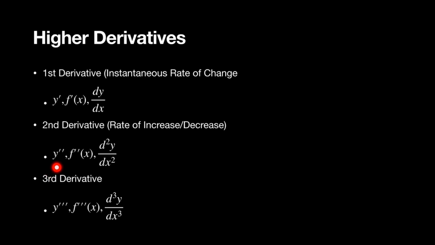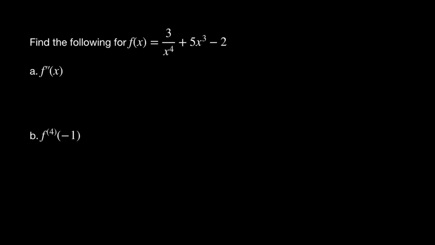But the notation we're going to use for second derivatives is y double prime, or f double prime of x, or you might see d squared y dx squared. All of those things mean the same thing. You're finding the derivative of the derivative. And you can continue. You can find a third derivative, a fourth derivative, etc. So a third derivative, y triple prime, or d cubed y dx cubed, etc.